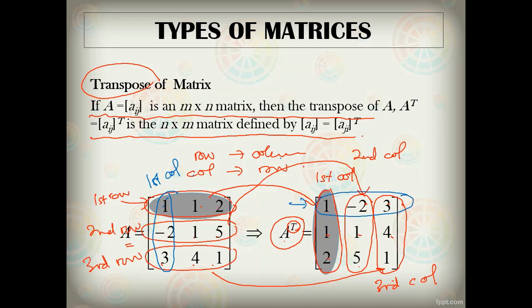So 1, 1, negative 2 become this, and 3 goes there. Okay, same goes for the second column. It will become your second row. The third column will become your third row. So it doesn't matter if you start by changing the row to the column, or you start by changing the column to row, as long as that is the way you transpose it.